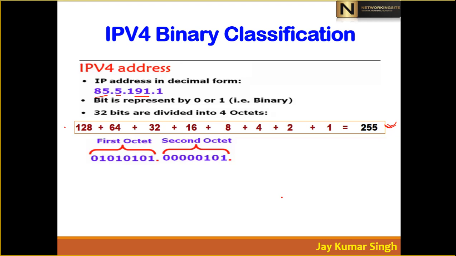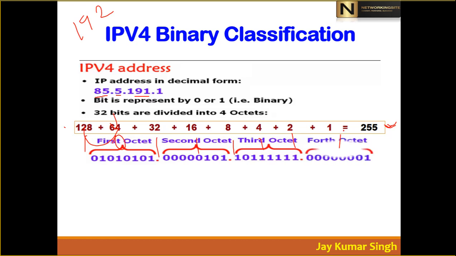Because see, if you add 128 and 64, it will become 192, right? So we cannot take this 64. So for 191, 64 is 0, then 32, 16, 8, 4, 2, 1. See here. And for 1 you already know, right? All are 0 and the last is 1, right?